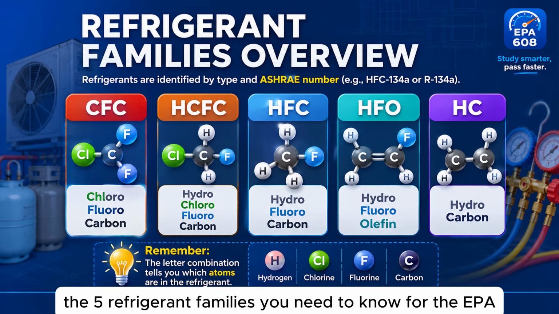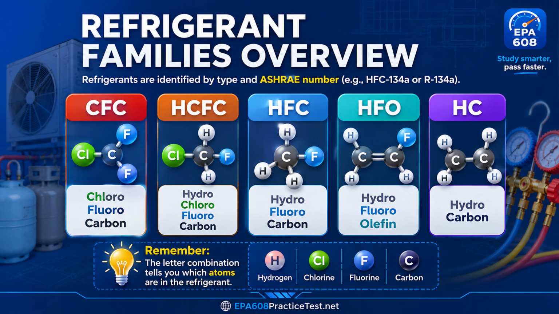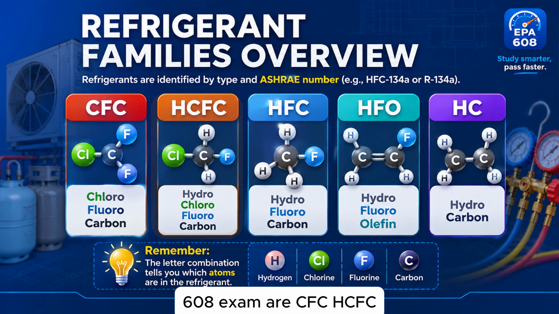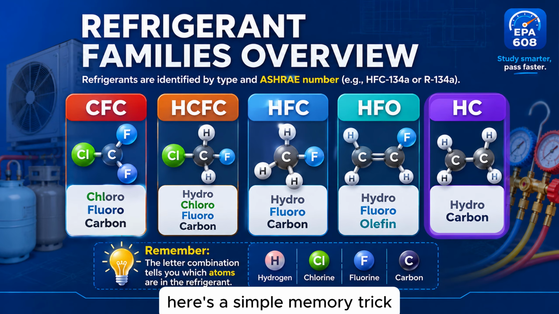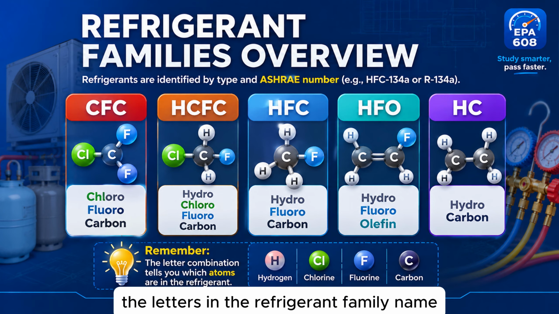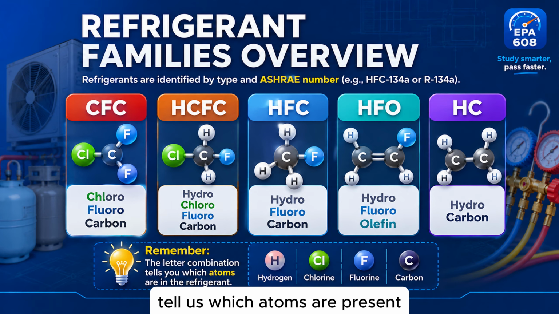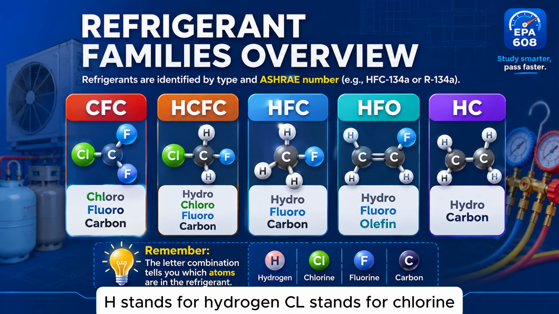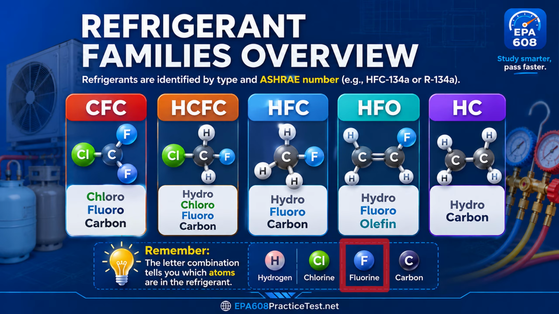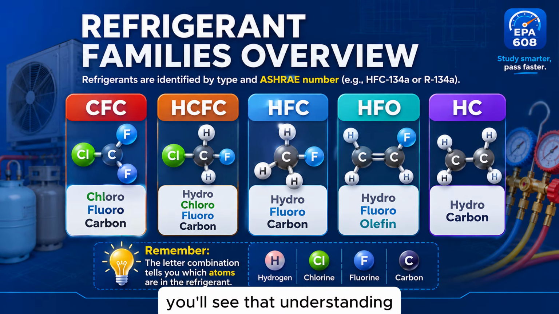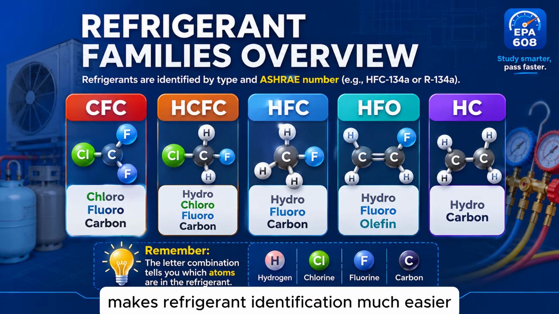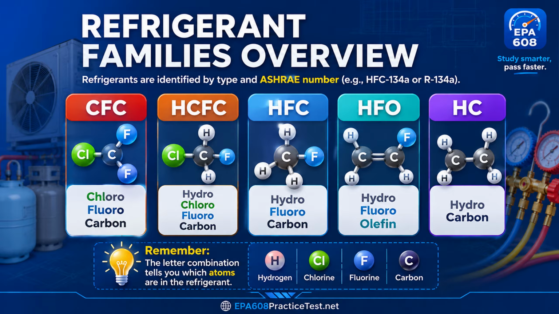The 5 refrigerant families you need to know for the EPA 608 exam are CFC, HCFC, HFC, HFO, and HC. Here's a simple memory trick. The letters in the refrigerant family name tell us which atoms are present. H stands for hydrogen, Cl stands for chlorine, F stands for fluorine, and C stands for carbon. As we move through this lesson, you'll see that understanding these letters makes refrigerant identification much easier.